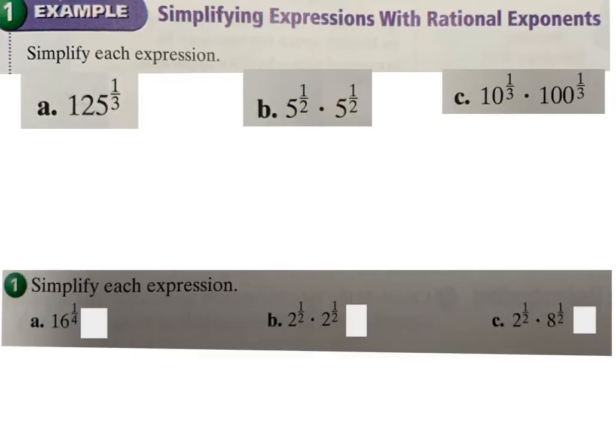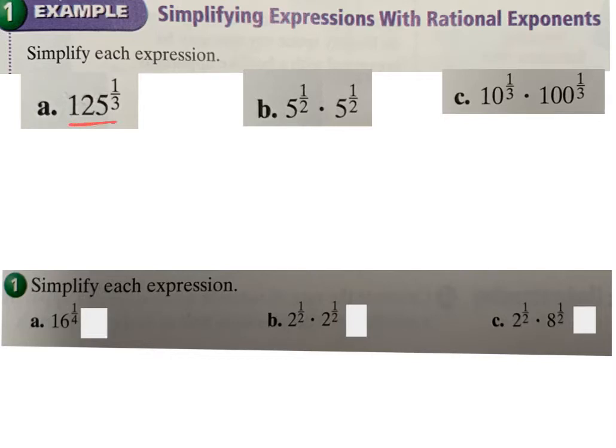So if you look at the first example, simplify the expressions. 125 to the 1/3. Then they have 5 to the 1/2 times 5 to the 1/2, 10 to the 1/3 times 100 to the 1/3. And so the first one, there's no multiplication involved. A rational exponent doesn't really make as much sense in our brains. Something to the 1/3 does not make as much sense as the cubed root of something. And so the first thing we're going to do is say, what's the easiest way to handle this particular problem?